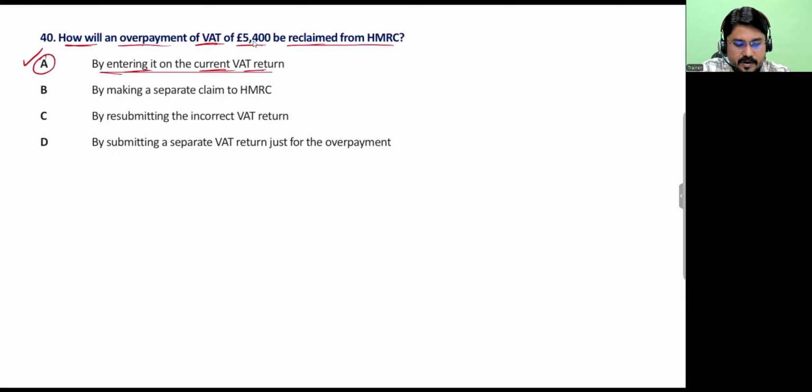By entering it in the current VAT return, not C, no. By making a separate claim, no, it's not a big amount, and basically it's an adjustment. If you have overpaid VAT in any quarter, it can be adjusted in the next VAT return, right? No need to resubmit the incorrect VAT return or submit a separate VAT return just for the overpayment. No, it can be adjusted in the current time period. For example, if you have made an overpayment for quarter two, this can be adjusted in the current one, like quarter three. So the correct option is option A, by entering it on the current VAT return.